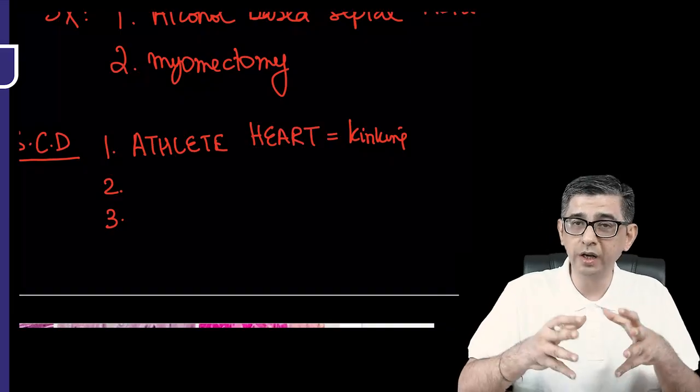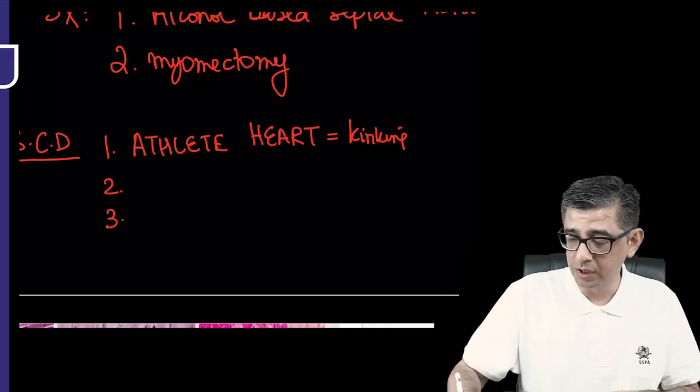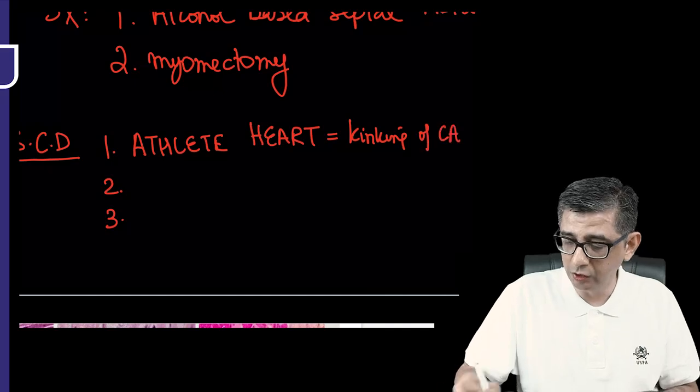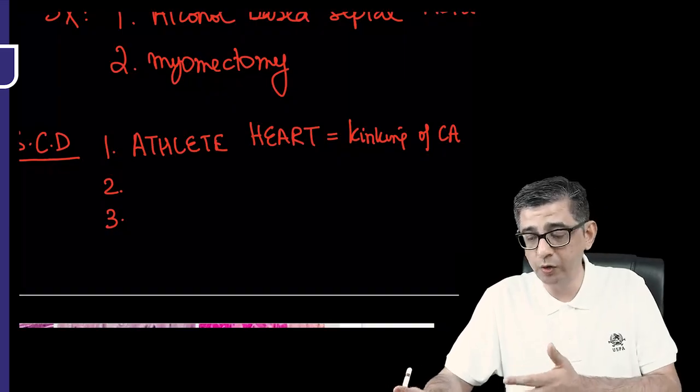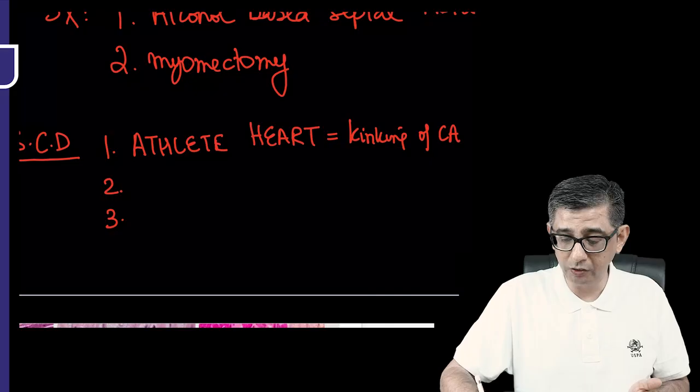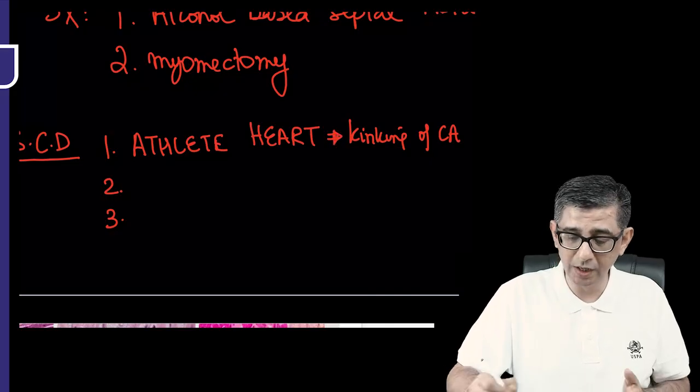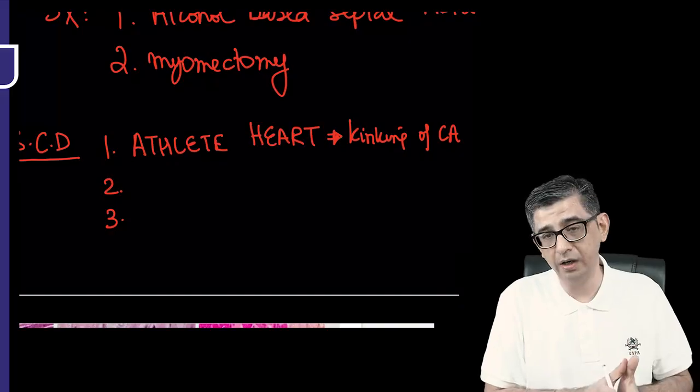pressure, and this cardiac muscle itself might cause kinking of the coronary artery, and thereby it might cause a MI, which could trigger a tachyarrhythmia like VFib and would result in death of the patient. So athlete's heart is also to be considered as one of the differentials for sudden cardiac death.